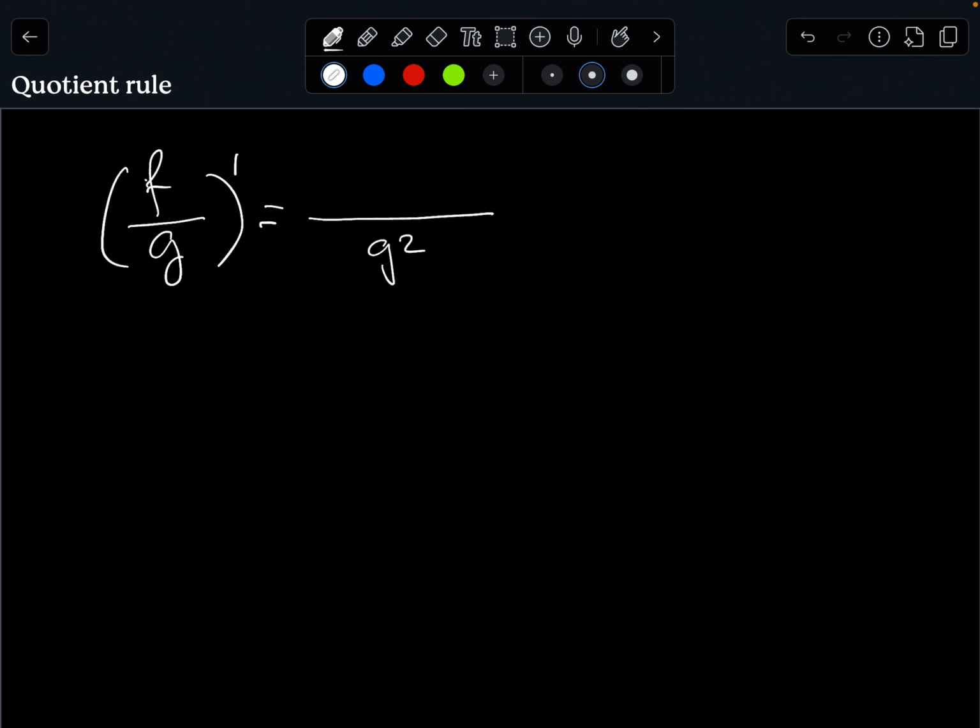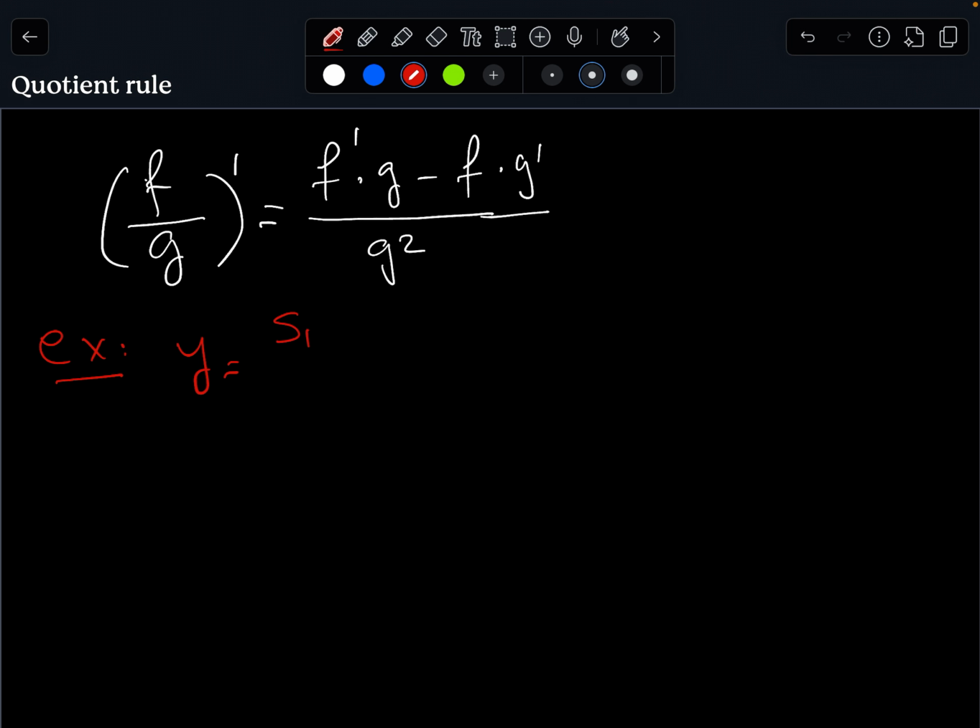Just square the denominator right away and leave it as such throughout the solution. In the numerator, I have the derivative of the numerator times the denominator minus the numerator times the derivative of the denominator. So let's do an example right away.